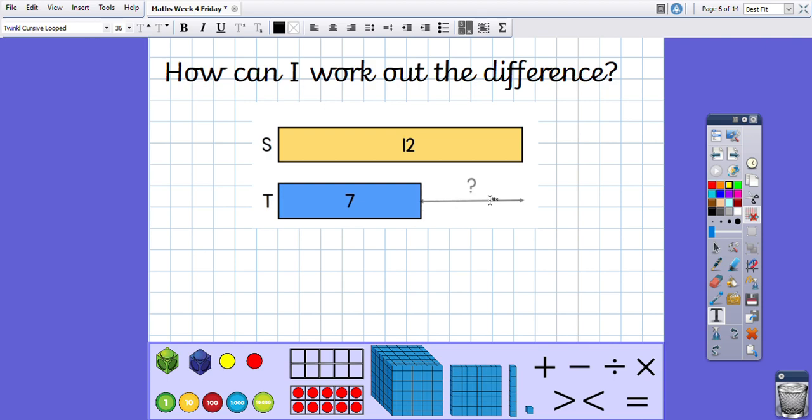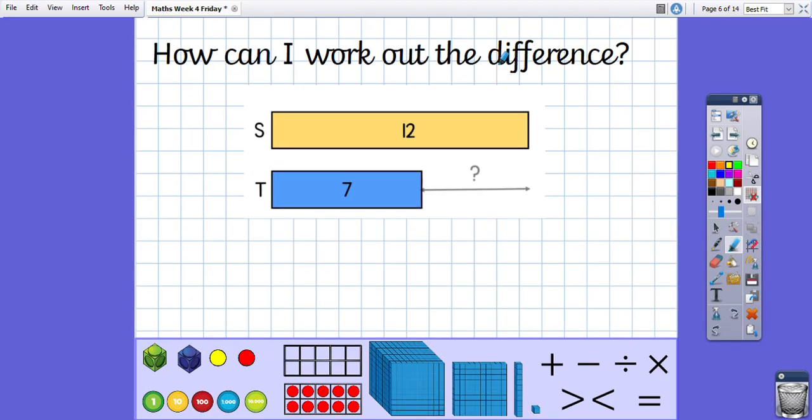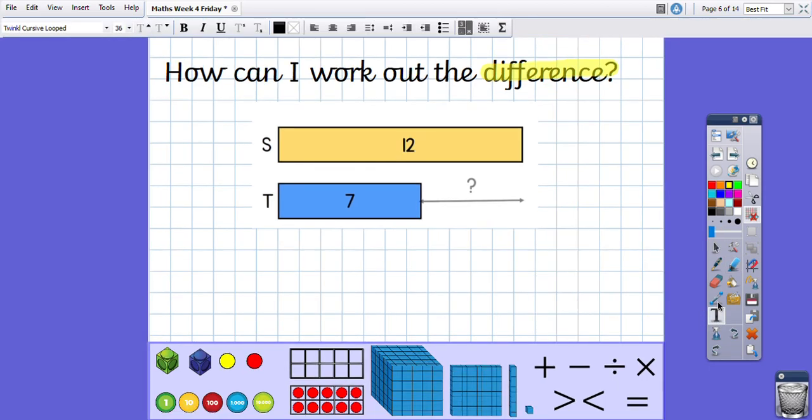But I wanted to work out the difference between the 2 dinosaurs. I want to work out this part here. How can I do that? The key word is difference. What operation do I use if I use the word difference? It's subtraction. So I need to do 12 take away 7, because I need to know how many it takes to get from 7 to 12.